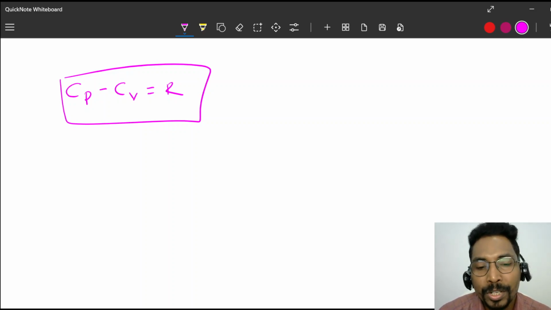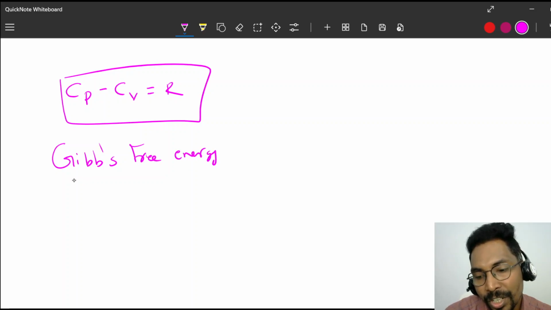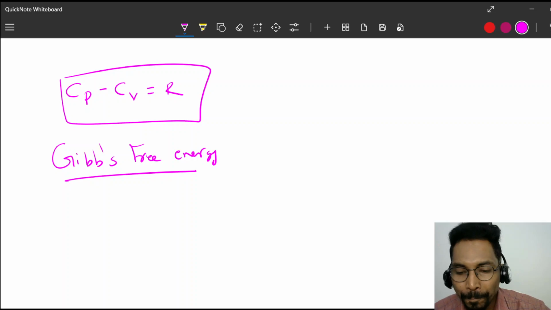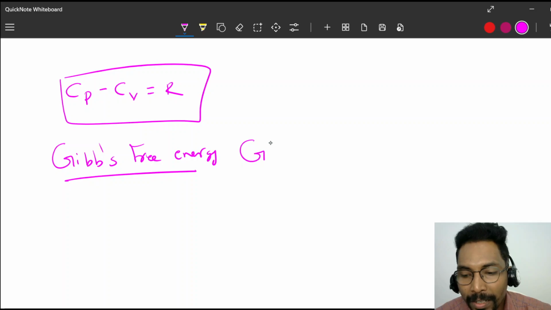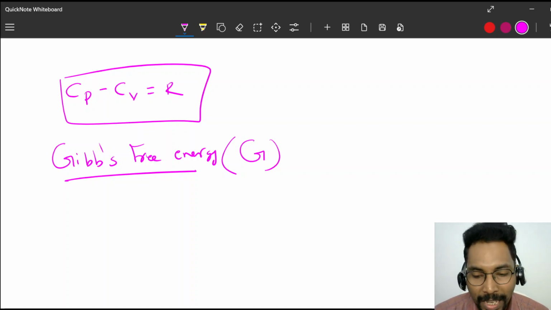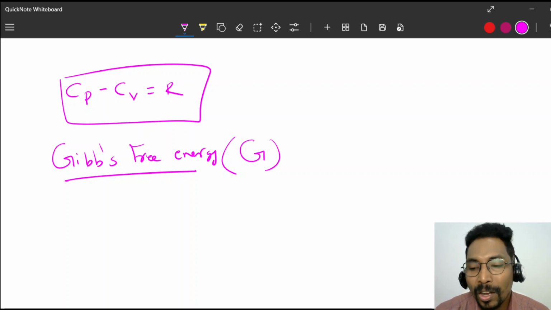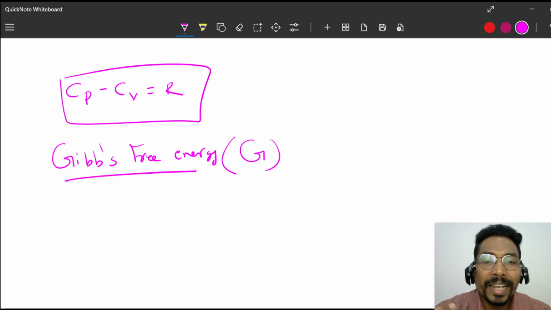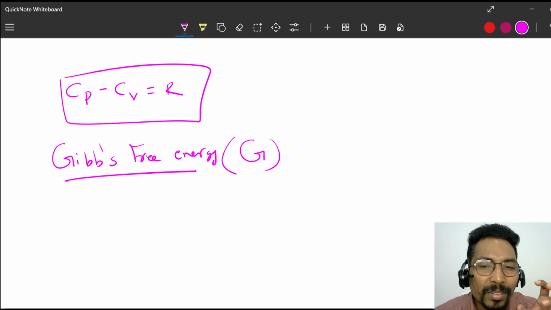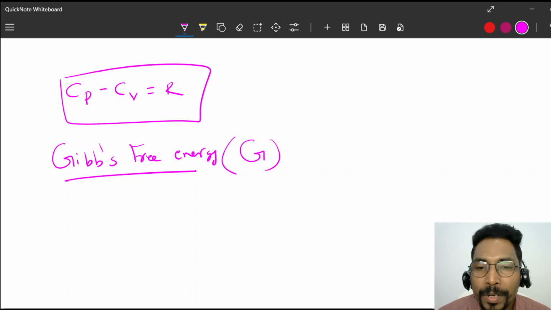Now we are moving to the next very important term, that is Gibbs free energy. This is represented by G. I told you internal energy is the total energy content of a system. Gibbs energy is the energy which is available to do work in a system, the energy which is useful to do work. All the energy contained in a system may not be useful for doing work. Only some part of that energy will be useful to do work. That part of energy is called Gibbs energy.